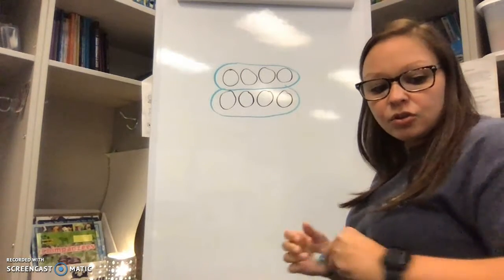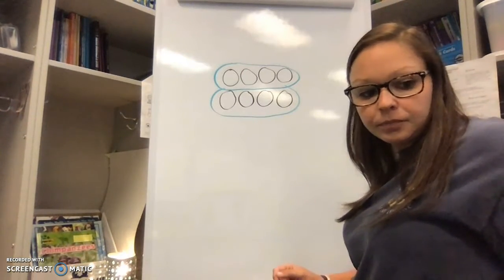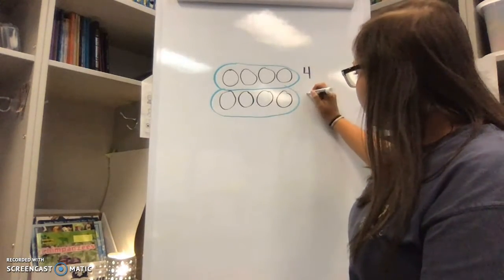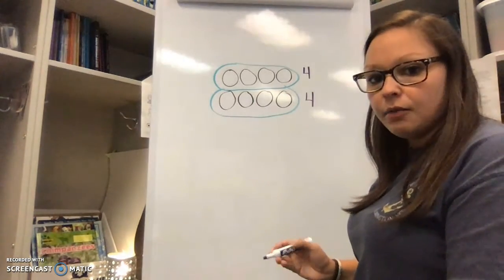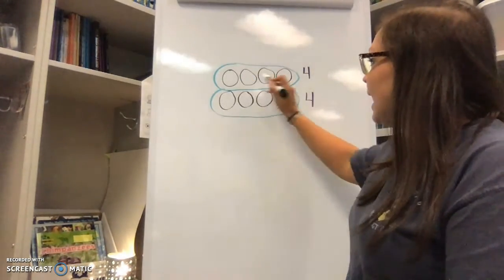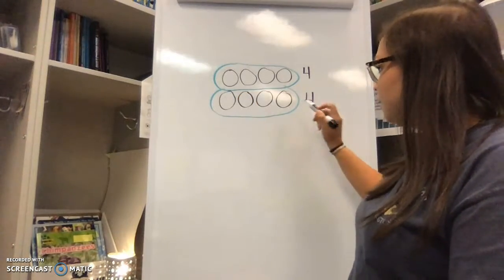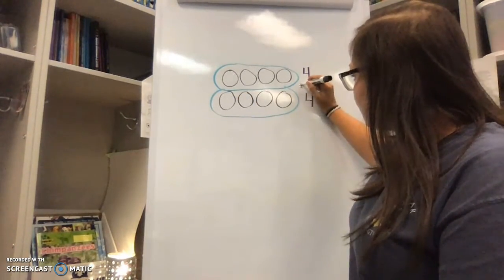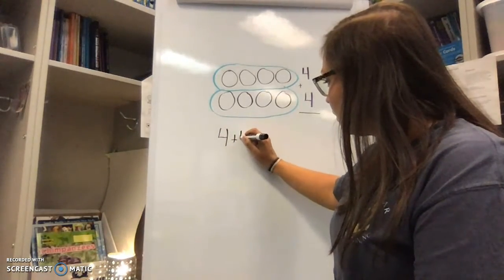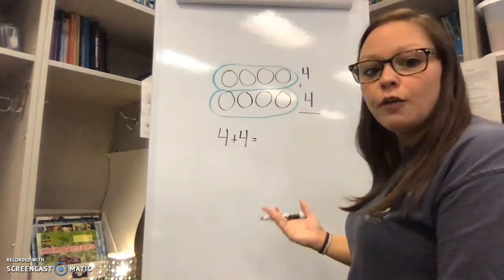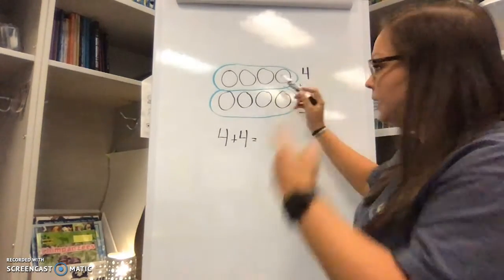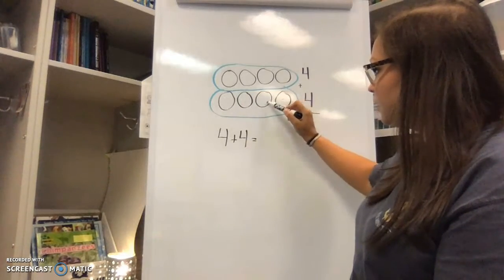Okay? How many circles are in each row? There are 4 circles in this row and 4 circles in that row. Well, my repeated addition sentence is very simple. I am adding these 4 to these 4. So my repeated addition sentence is really 4 plus 4. And we should be able to know 4 plus 4 is 8. If not, I can put these 4 in my head and count on. 5, 6, 7, 8.